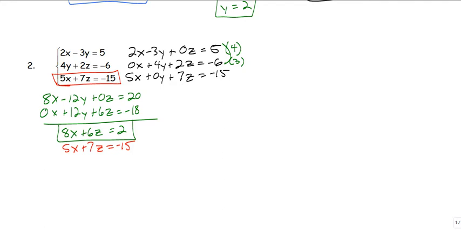Okay, so here we are. I'm going to eliminate the x's. So in order to do that, we have to get these to 40. I'll multiply this one by 5. And I'll multiply this one by negative 8. Okay? So now our new equations become 40x plus 30z equals 10, and negative 40x minus 56z is equal to 120.